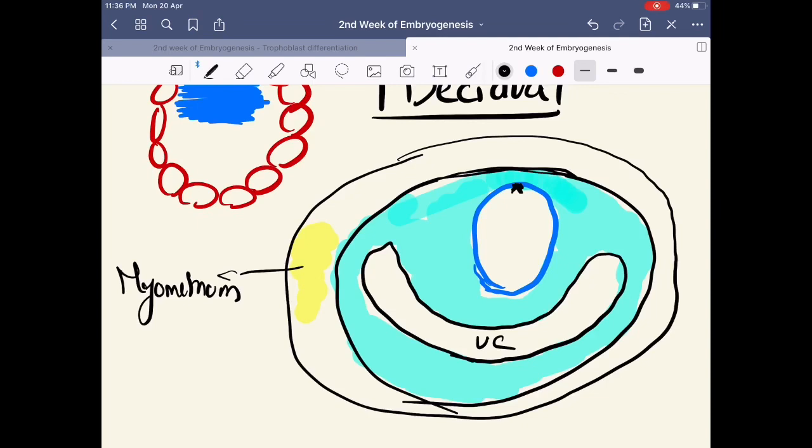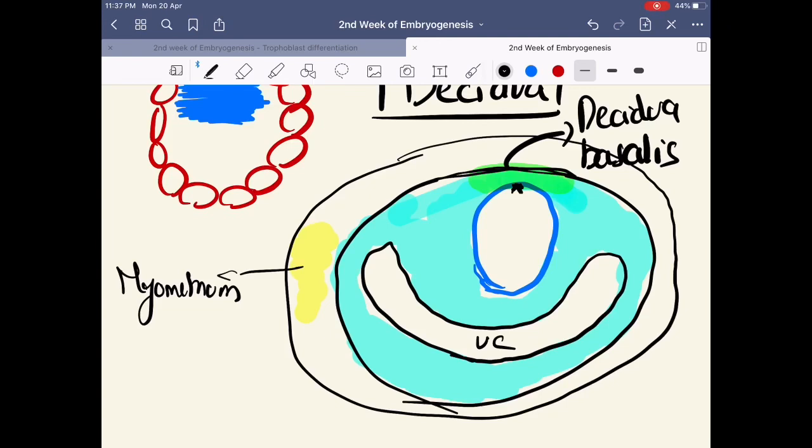The decidua that is present over this part, we call it under a different name. We call this area decidua basalis. Decidua basalis. Clear? We call that area decidua basalis.